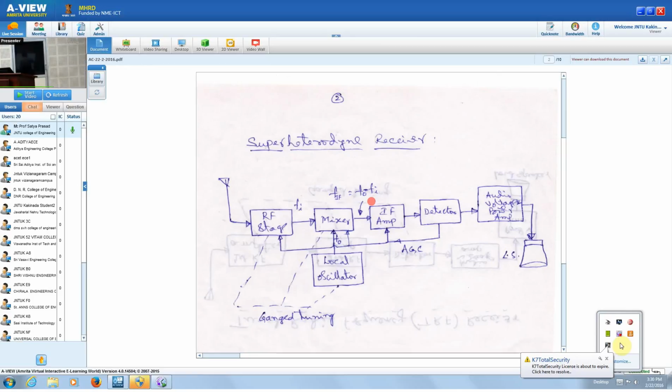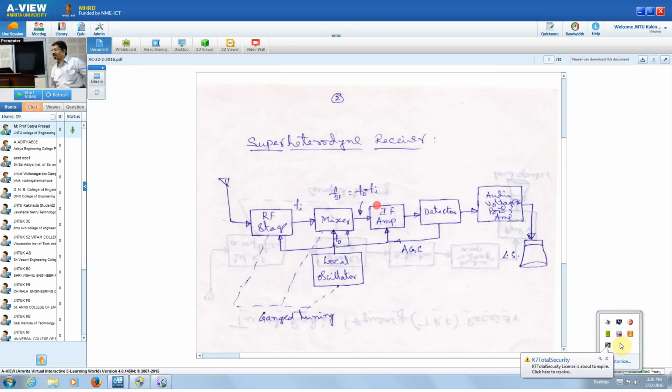It is F0, Fi, and local oscillator it is F0. So F0 minus Fi gives you the input image frequency. The intermediate frequency is Fi that we are having.